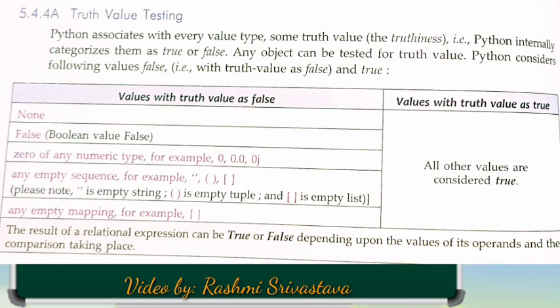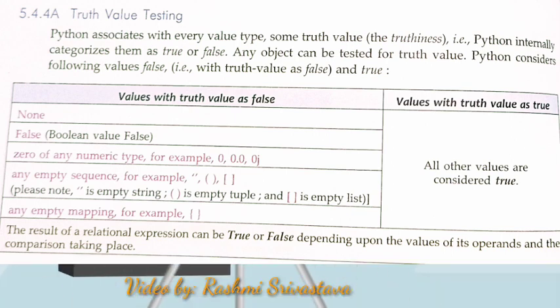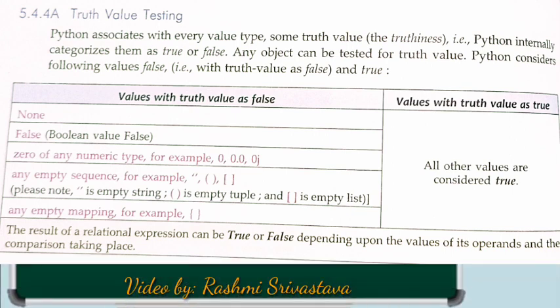You can see here that None, False, which is the boolean value false, or zero of any numeric type like float or complex, wherever zero is written, it will give you false as the truth value. And any empty sequence, like empty curly braces, empty parentheses, empty double quotes, or an empty list, all of these will have the truth value false, and except these, everything will have the truth value true. This will be more understandable when we do some practical work with it.